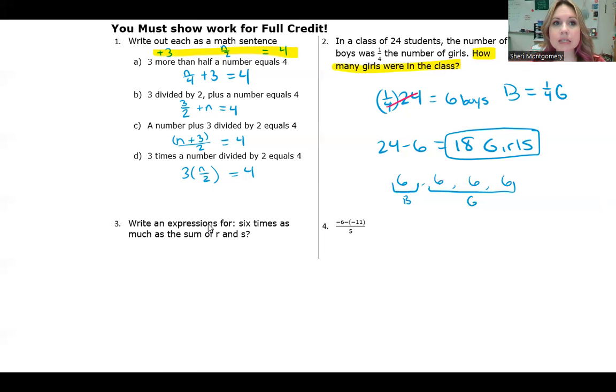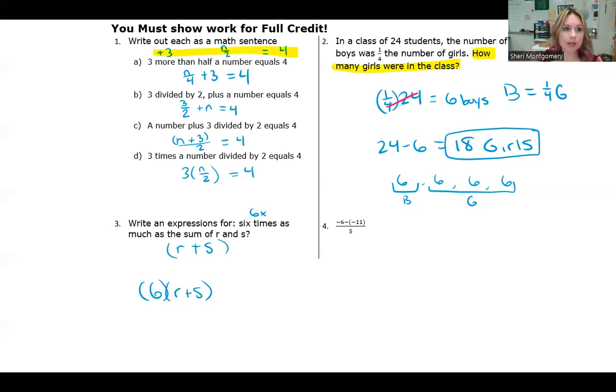Question number 3. This is another one where we have to write it as a math sentence. So 6 times something. So 6, and we're going to multiply. 6 times as much as, okay, the sum means we're going to be adding something, R and S. So it's 6 times this stuff. So 6 times R plus S. That's fine. Well, no. That doesn't work unless you put parentheses also around the R plus S.